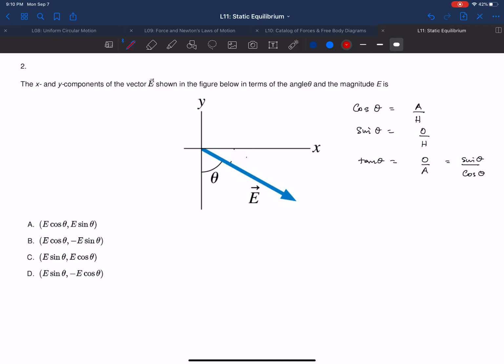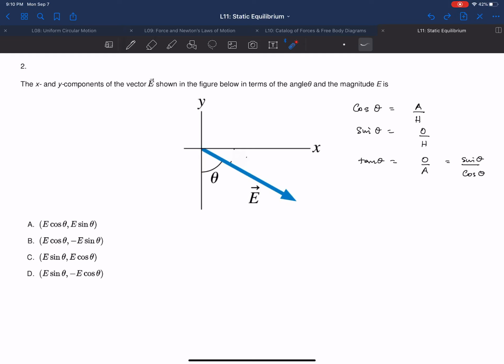On the other hand, here is just working it out algebraically. You're given a vector E and the angle theta. What are the x and y components? The x component is this component right here. It's going to be positive and it's sine of theta. The y component is going to be negative and cosine of theta.